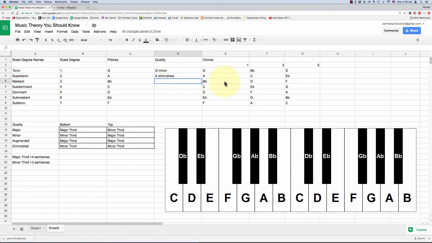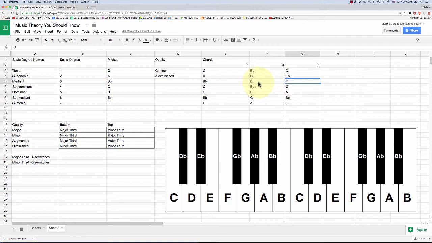What about the mediant chord? So we have a B flat to D. Here's B flat, there's D. So starting with B flat, we go 1, 2, 3, 4. All right, so that's going to be plus 4 semitones. So that's going to be a major third in the bottom interval.